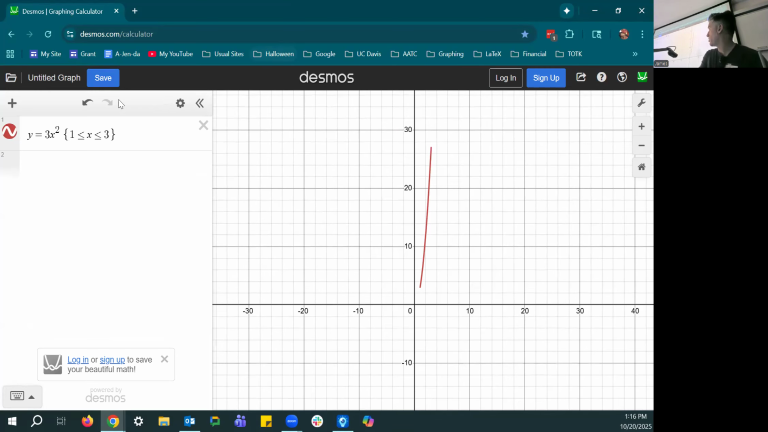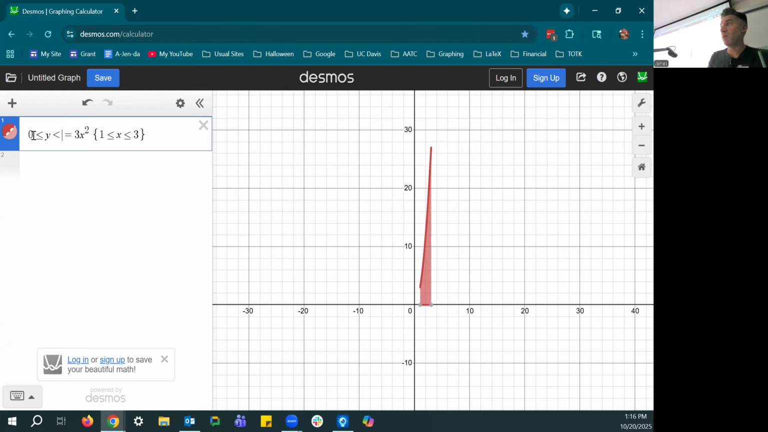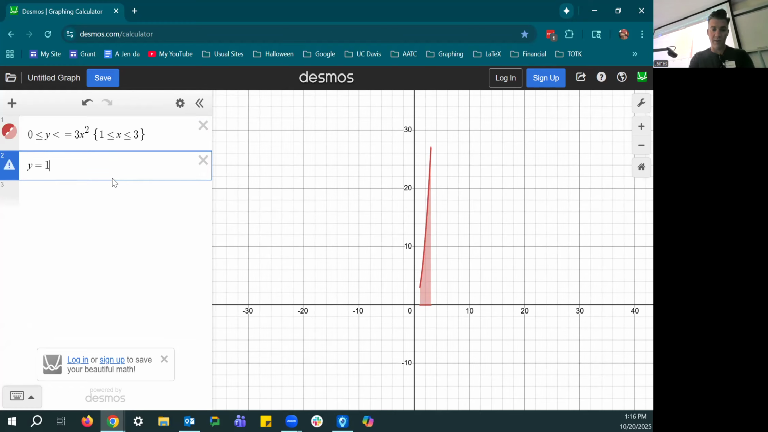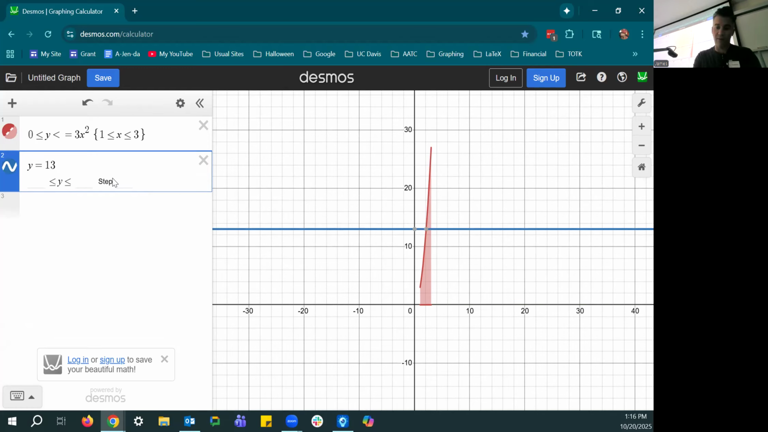And to make it look even nicer, you can do the following. If you want to actually look at the area, you say y is greater than or equal to 0 and less than or equal to the function. So there's all the area. And what we're saying is on that interval, I'd like to make this look a little nicer, but fine, this y equal to 13 is the average height.